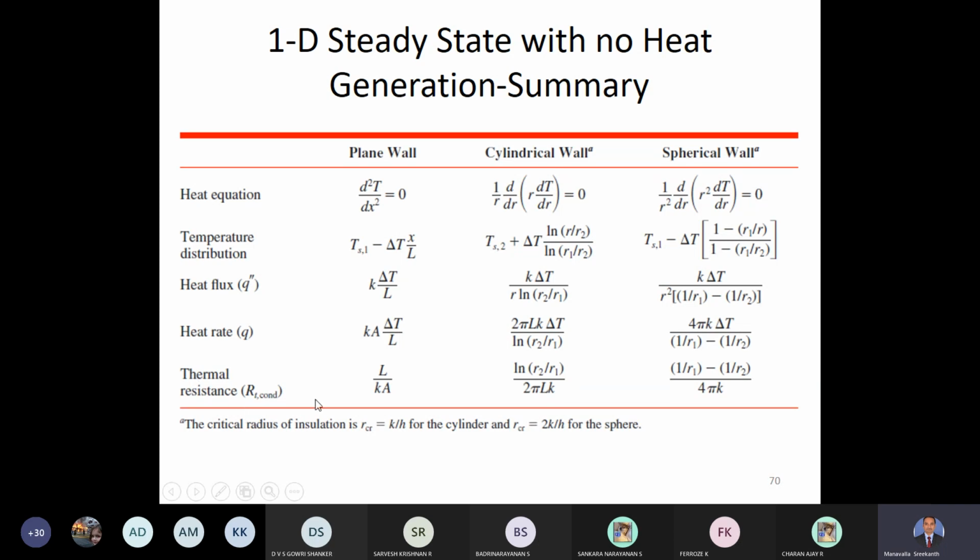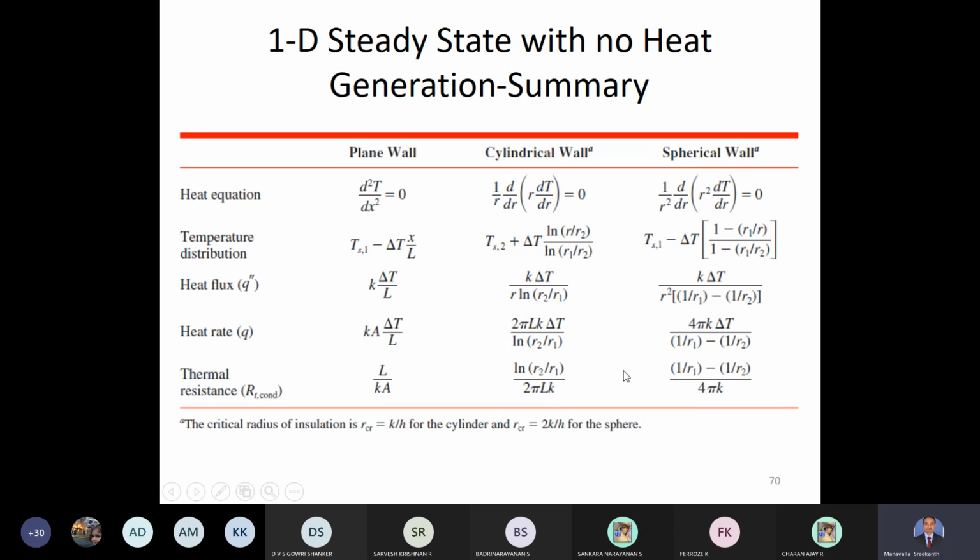And we also introduced the concept of thermal resistance. We saw that there is an analogy between heat transfer and the flow of current. Current is similar to heat, temperature difference is similar to potential difference, and therefore electrical resistance is similar to thermal resistance. The thermal resistance we could derive for conduction, for convection, and also for radiation. For a plane wall, the conduction resistance is L by kA, and for a cylindrical wall, this is the equation, and for a spherical wall, this is the conduction resistance.